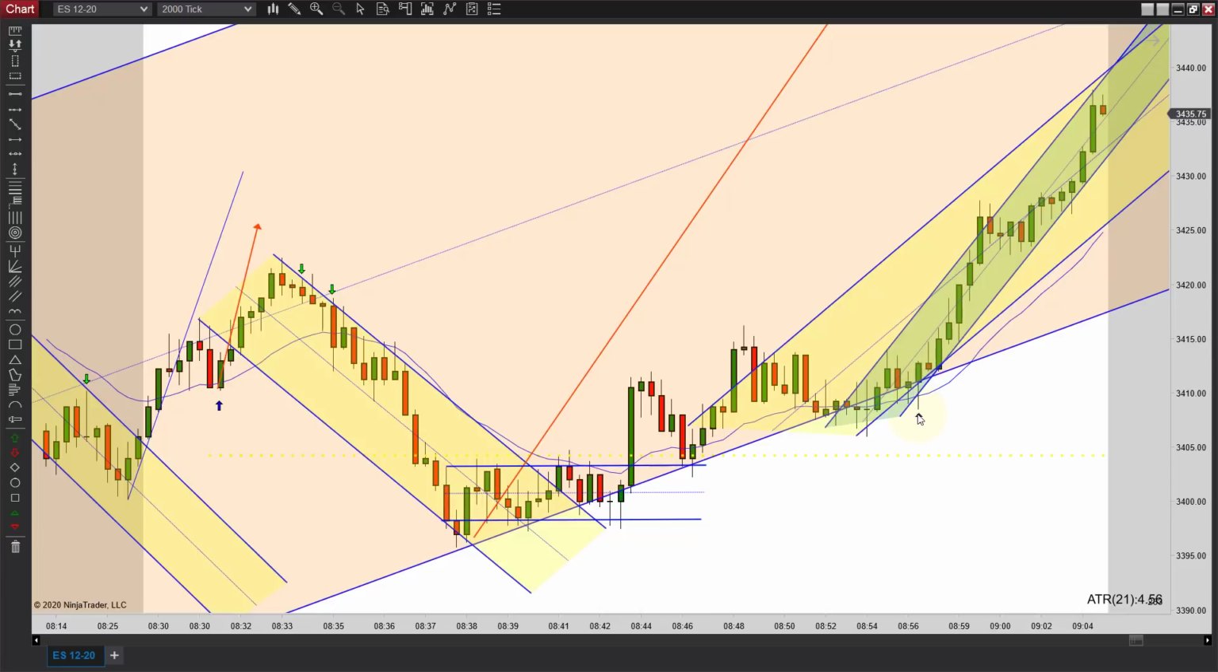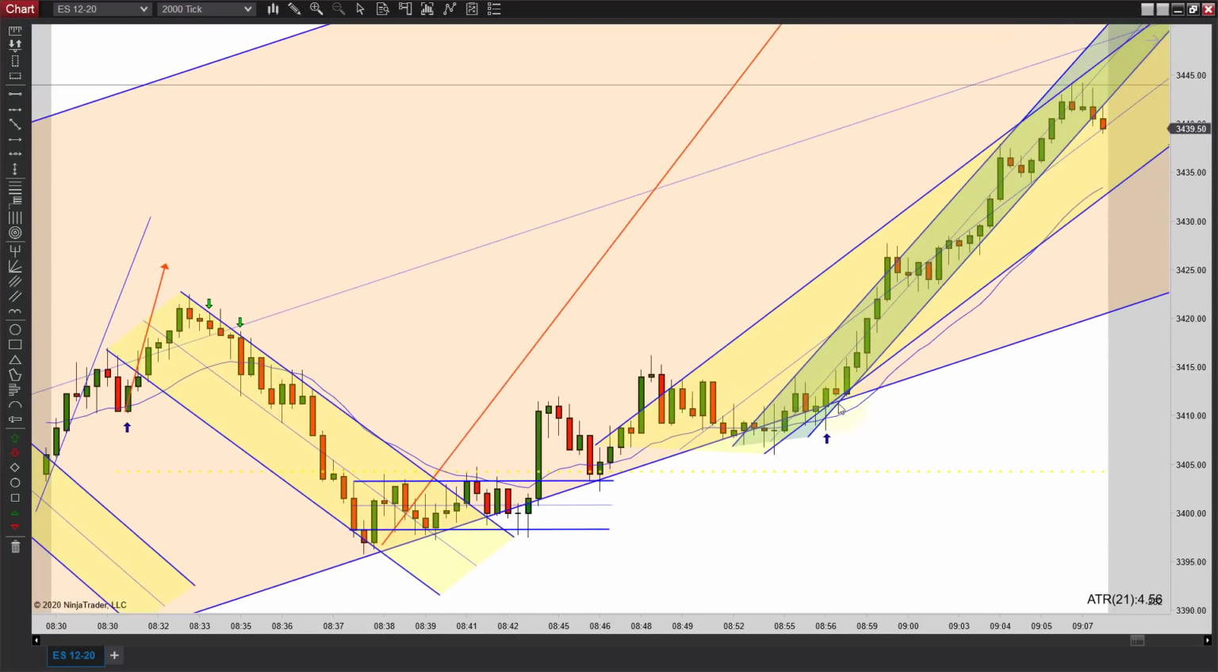But this one ends up making a lower low and then making a nice signal bar. So technically, that's still your signal bar. So I like going long right there. And you can see it's still working up that trend line. And if you catch that one trade, that's a nice move up.